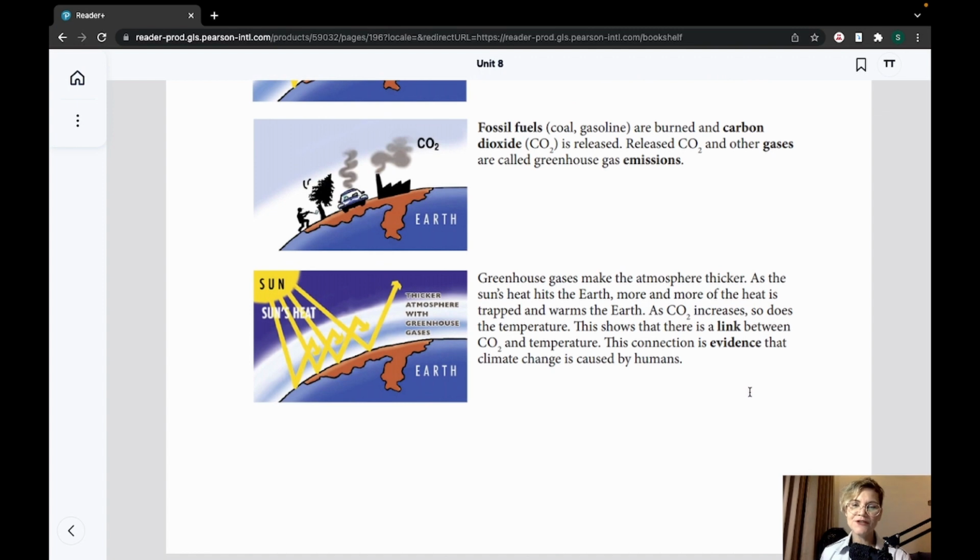Third picture, greenhouse gases make the atmosphere thicker. As the sun's heat hits the earth, more and more of the heat is trapped and warms the earth. As CO2 increases, so does the temperature. This shows that there is a link between CO2 and temperature. This connection is evidence that climate change is caused by humans. We've got the words link and evidence.